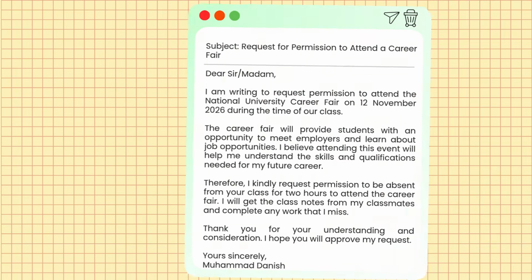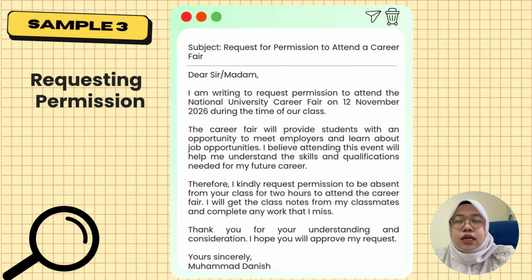Last sample. If you look at sample 3, Muhammad Danish requests permission to miss a class to attend a career fair. Notice how he justifies his request. He explains why the career fair benefits his studies and crucially promises to catch up on missed notes from classmates. So proactive accountability makes a professor much more likely to approve a request.